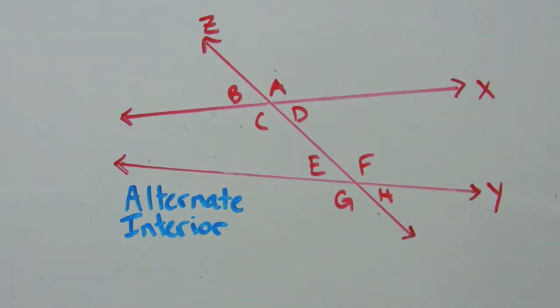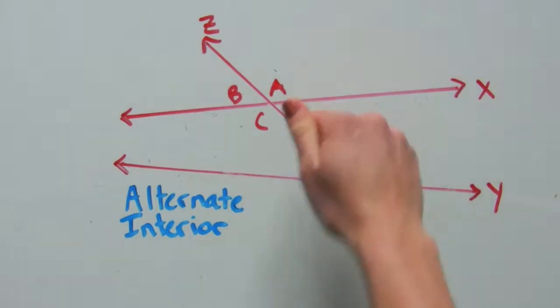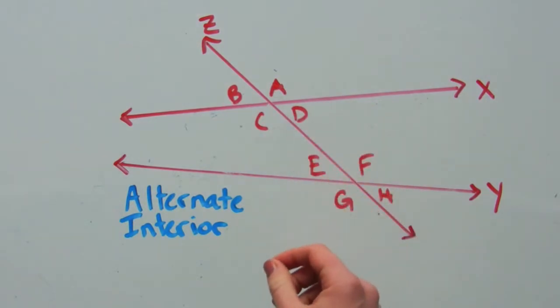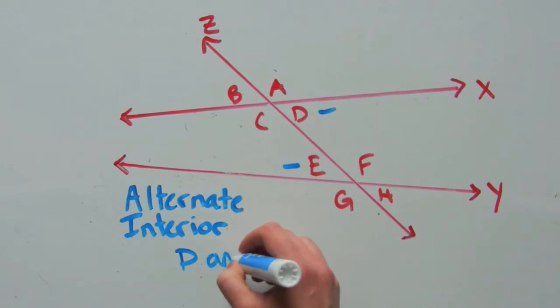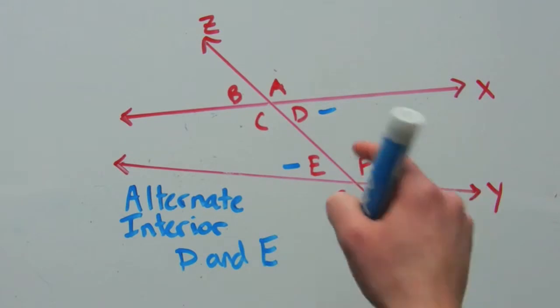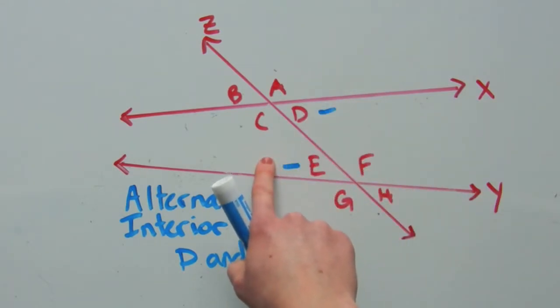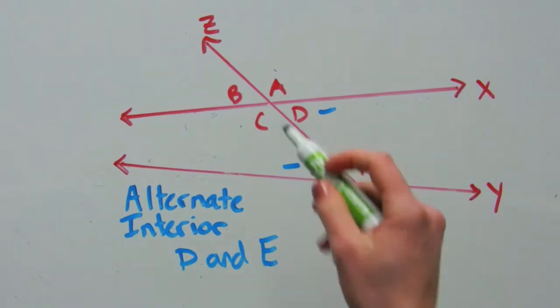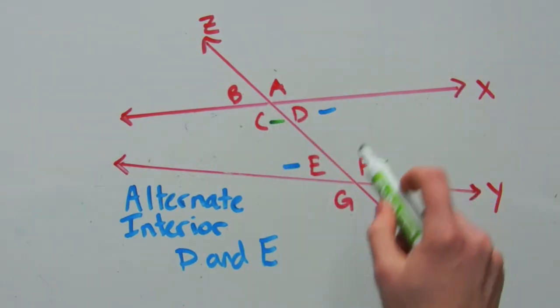Just as you can have consecutive interior angles, you can also have alternate interior angles. So instead of them being on the same side as the transversal, they're on opposite sides. So in this case, for alternate interior angles, it's going to be D and E, because they're on alternate sides, and not just alternate sides of the transversal, but also on alternate lines. And C and F.